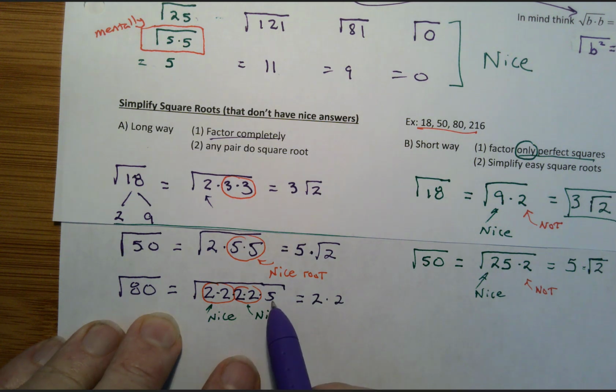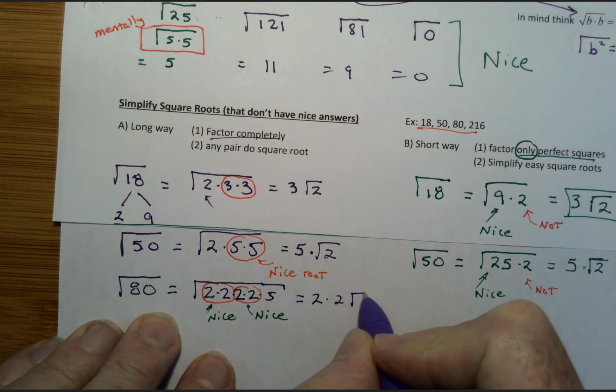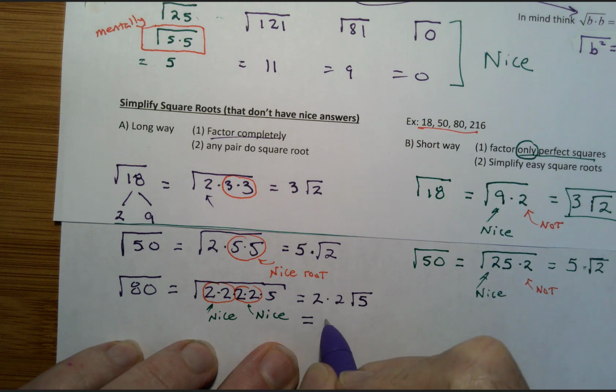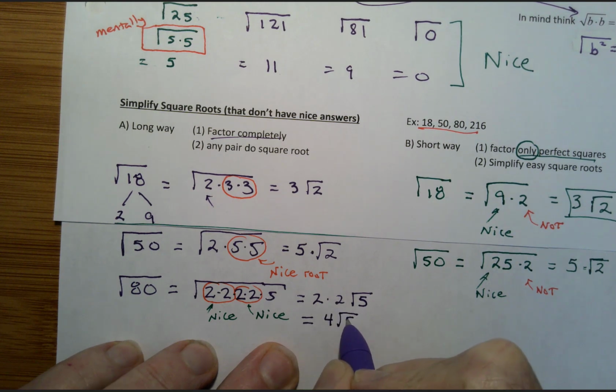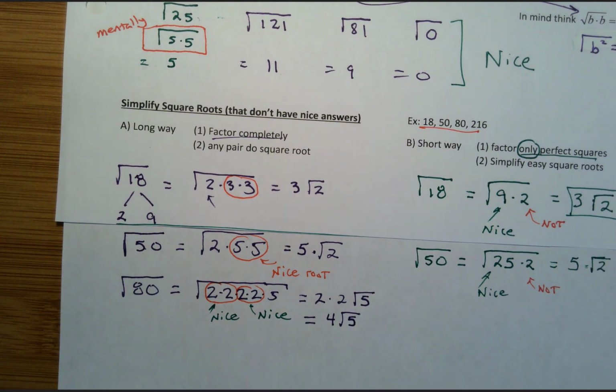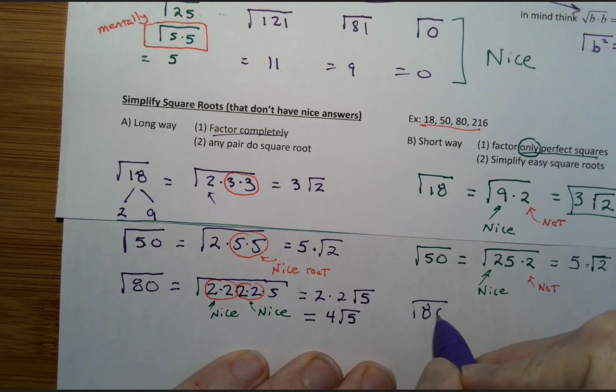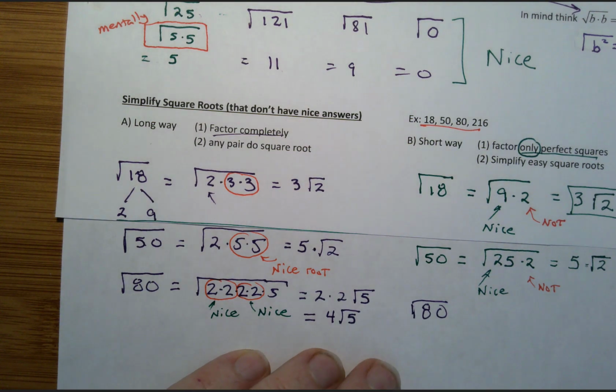Now the square root of 5 is not nice. That is stuck. So this simplified the square root. This one gave a whole number 2, that one gave a whole number 2. So I have a whole number 2, and a square root of 5. But because these are both whole numbers, I can multiply and get 4 square root of 5. Done. Okay, let's try square root of 80 with the slightly shorter method.